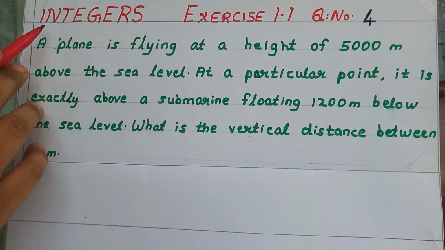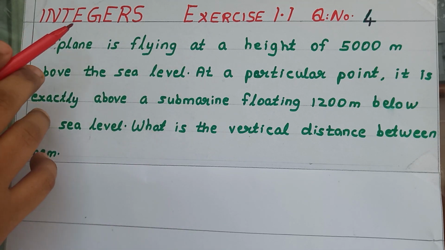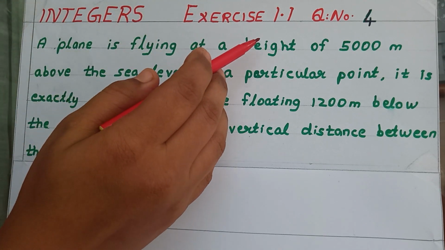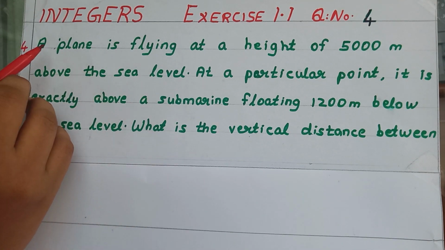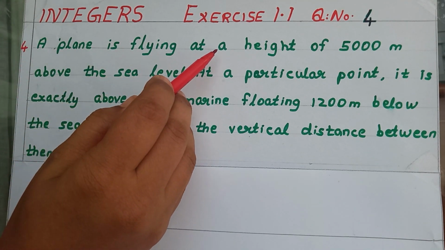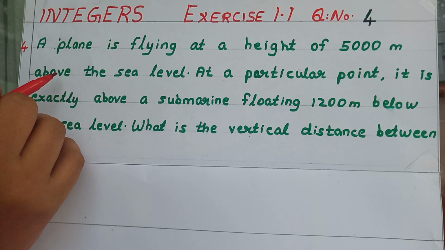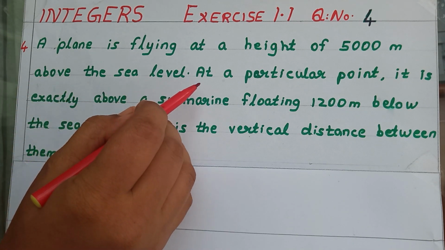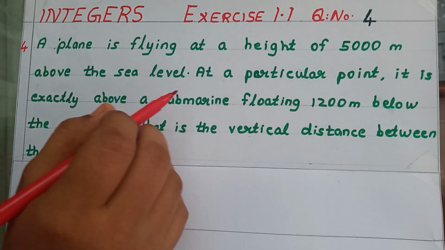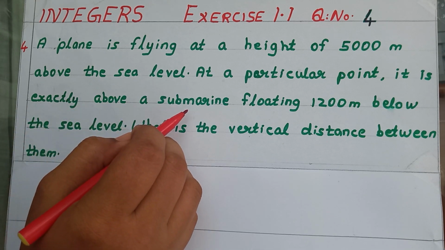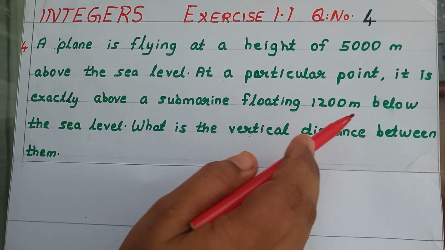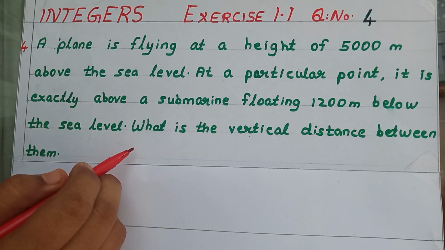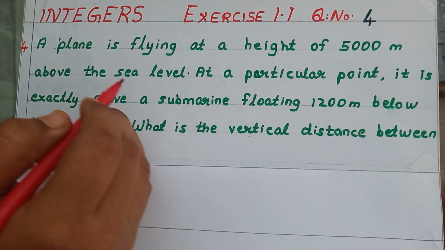In the previous classes, we were discussing the chapter Integers, exercise 1.1. Today we can study question number 4. A plane is flying at a height of 5000 meter above the sea level. At a particular point, it is exactly above a submarine floating 1200 meter below the sea level. What is the vertical distance between them?